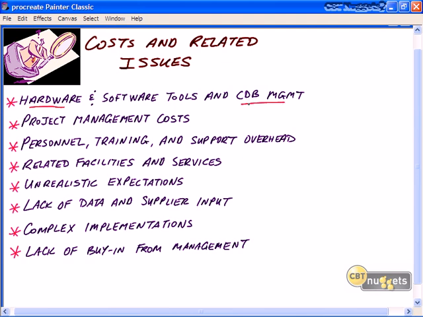The process of managing capacity is a project management activity. Maybe you need to get higher PMPs or train individuals and bring on some project management software like Microsoft Project, for example. There's also the overhead of additional personnel for capacity management, additional training and support. If you have to expand your facilities or your actual building for increased capacity, that's going to be related facilities and services that need to be added on.